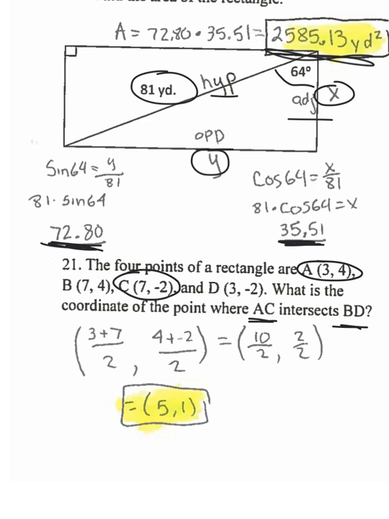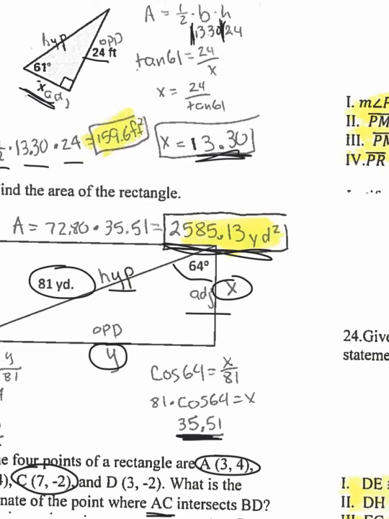Find the midpoint of either AC or BD. So, you use the midpoint formula: x1 plus x2 divided by 2, y1 plus y2 divided by 2. Simplify the fraction, and that point is where they should meet in the middle.